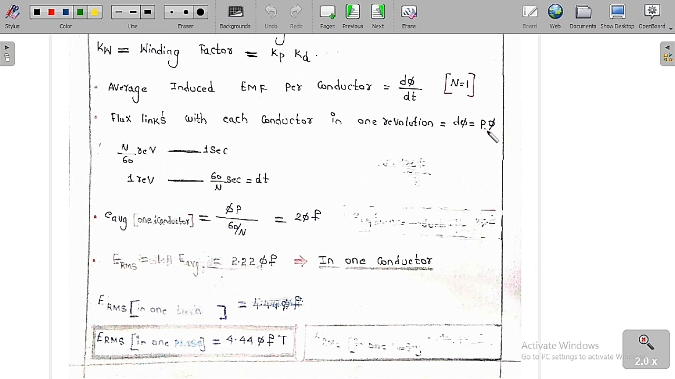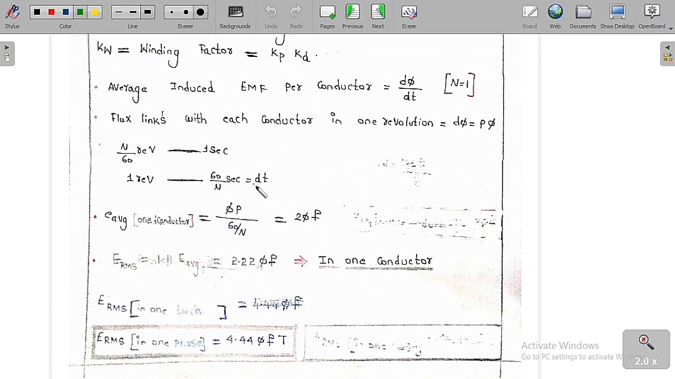I already told you that N by 60 is the revolutions per second. So the rotor shaft is making N by 60 revolutions in 1 second. So one revolution takes 60 by N seconds. This is dt. This much time is taken for one revolution of the rotor. Because the poles are kept on the rotor, one revolution of the poles makes P phi amount of flux cut by each conductor in a time of 60 by N seconds.